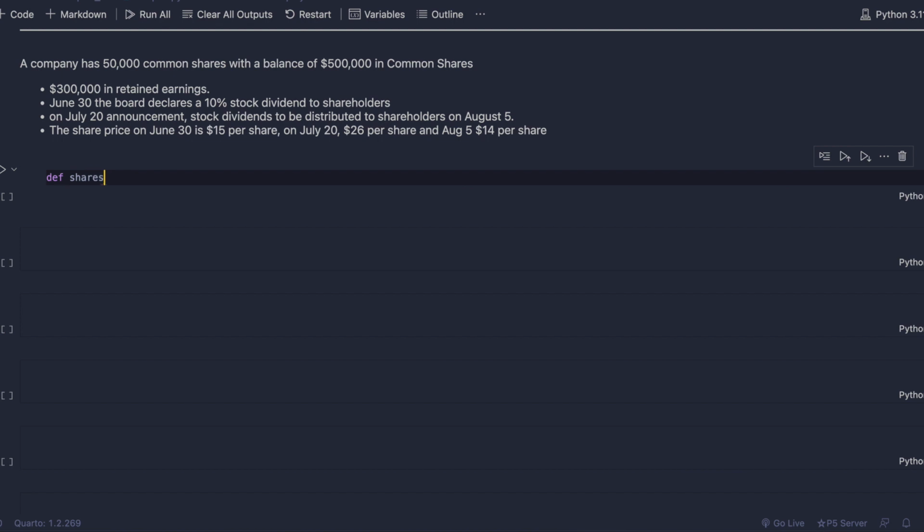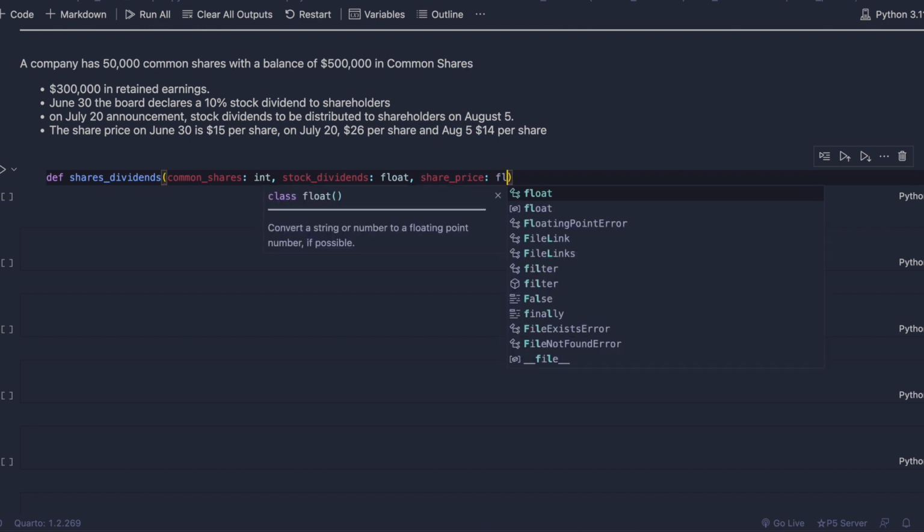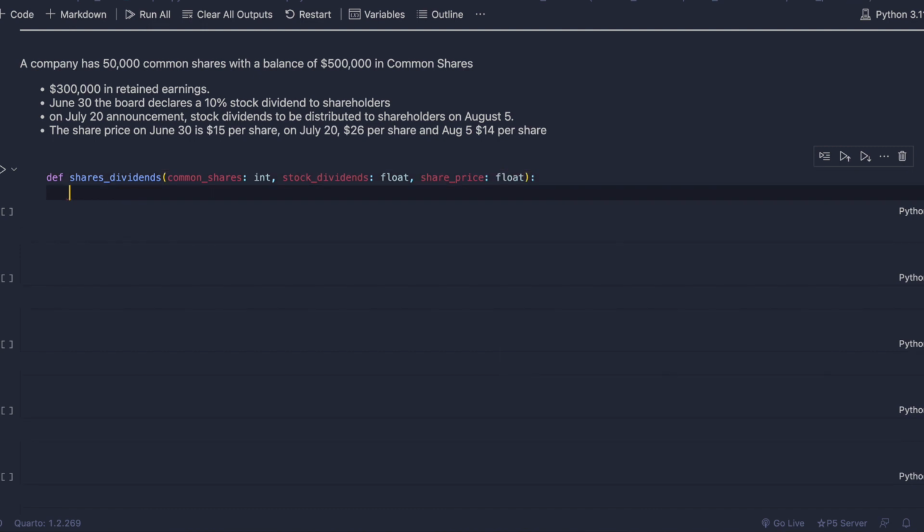Name our function, shares_dividends. Our first argument is common shares, which will be type integer. Second argument is stock dividend, which will be type float. And third argument is share price, which will be type float.